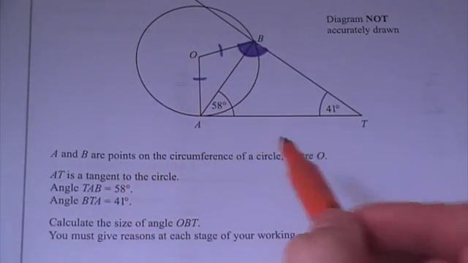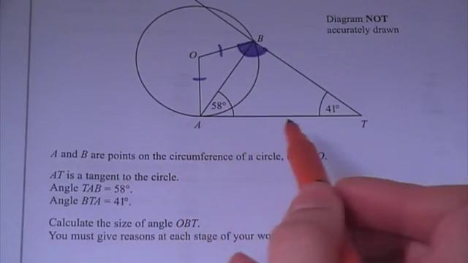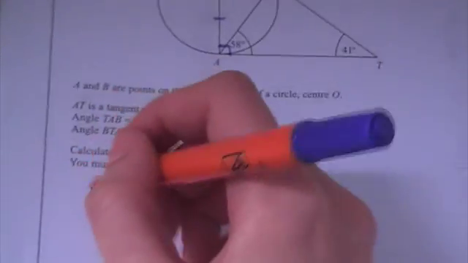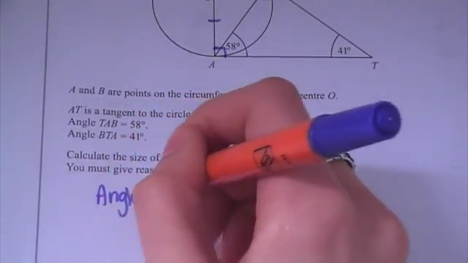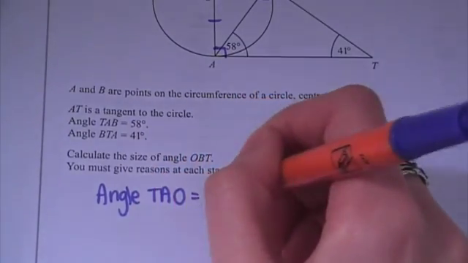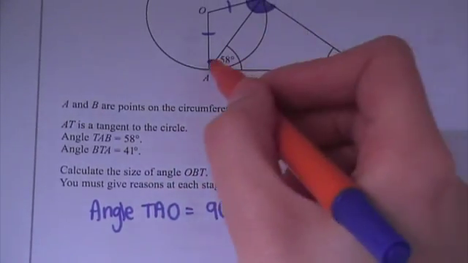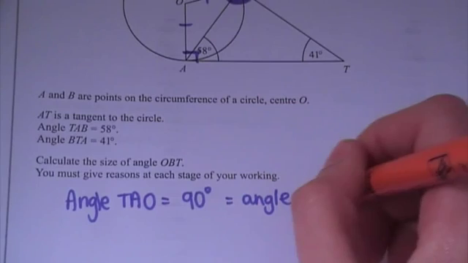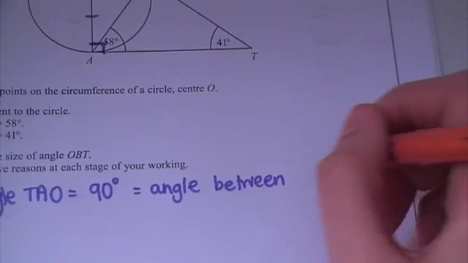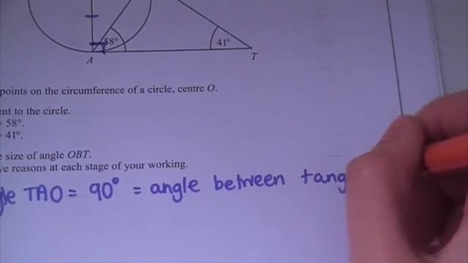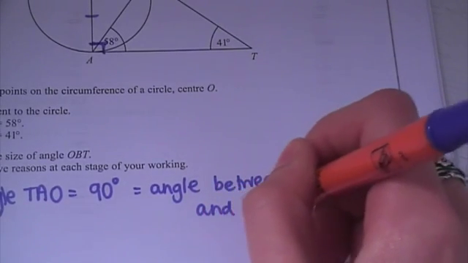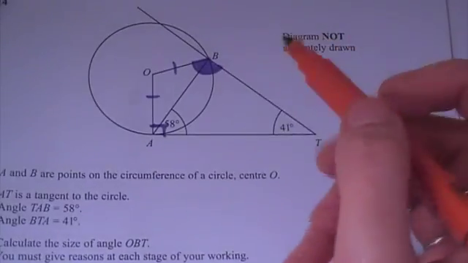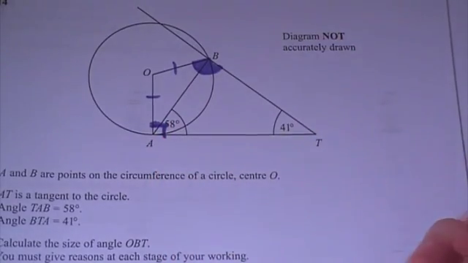So first of all, we're going to start with this angle here. So angle TAO equals 90 degrees. Okay, and we're going to state our reason because the angle between a tangent and radius is always equal to 90 degrees. So we're going to start there. So this angle is 90 degrees.